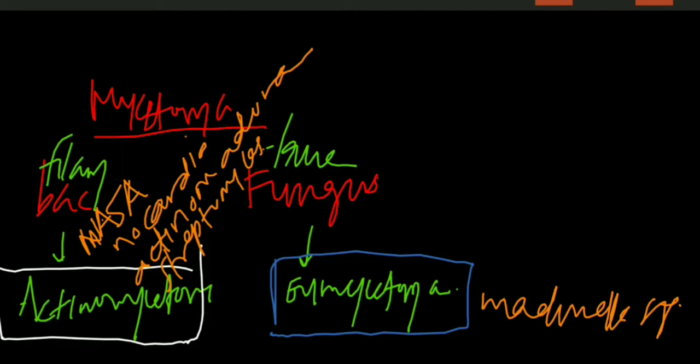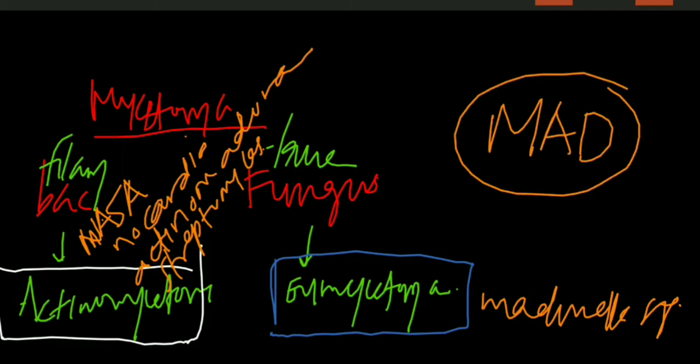And last A is for Actinomycetoma. So Nocardia, Actinomadura and Streptomyces, these are the organisms causing Actinomycetoma, and Madurella species cause Mycetoma. So you can remember the word mad. That means Madurella species will cause dark grains. You can remember like that.